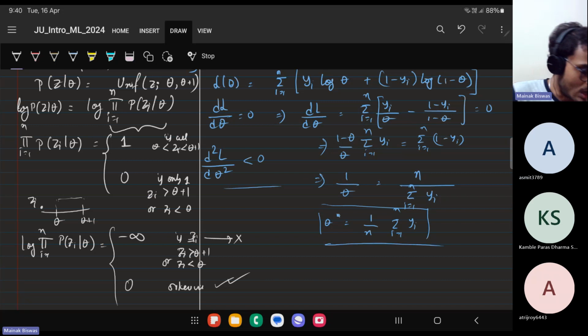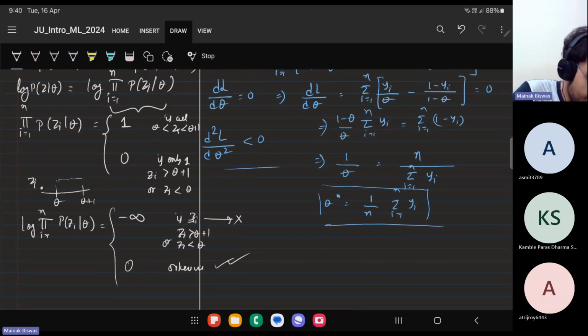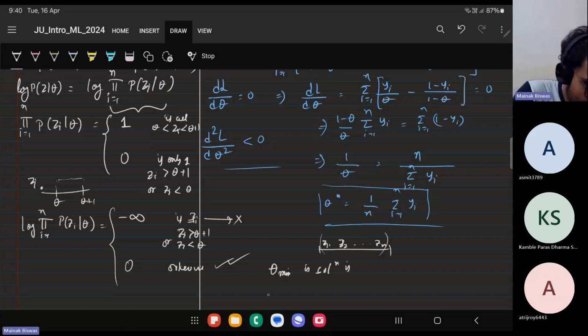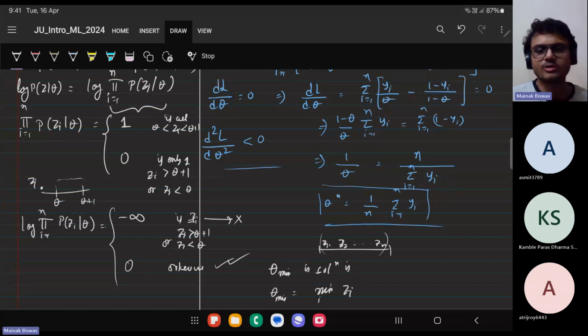So how can I make it the second case? I have data points Z1, Z2, dot, dot, dot, Zn. I have been told that they have to be between theta and theta plus 1. How can I select theta? Can you tell me? Do you agree that theta star, so theta min, is a solution if theta is equal to the minimum of? Do you agree to this?